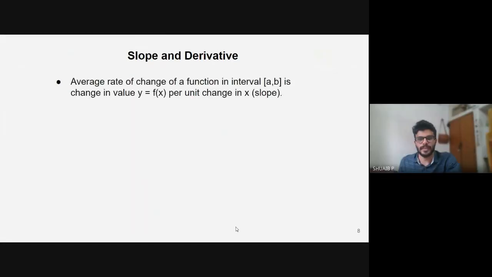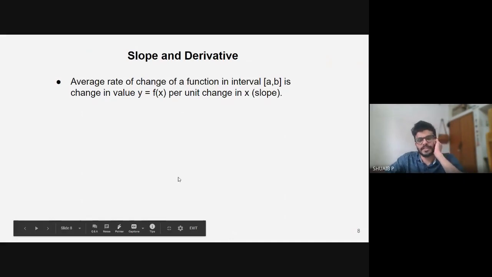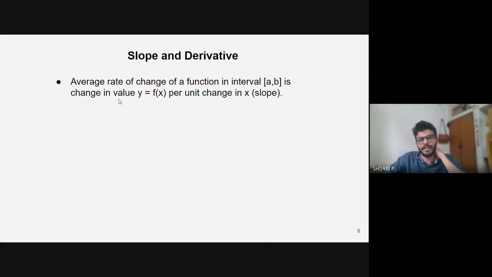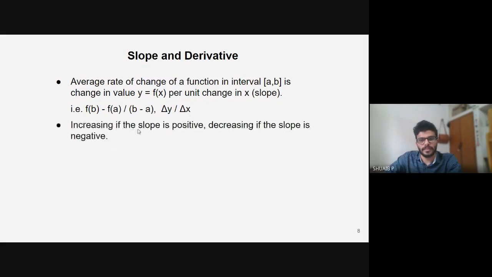Okay. So the slope of a function is the average rate of change of the function in an interval. So slope is defined in an interval a b. It will be the change in f of b in that interval divided by the change in x. Basically, if you define the function to be y, delta y by delta x. So a function will be increasing if the slope is positive, and the function will be decreasing if the slope is negative.